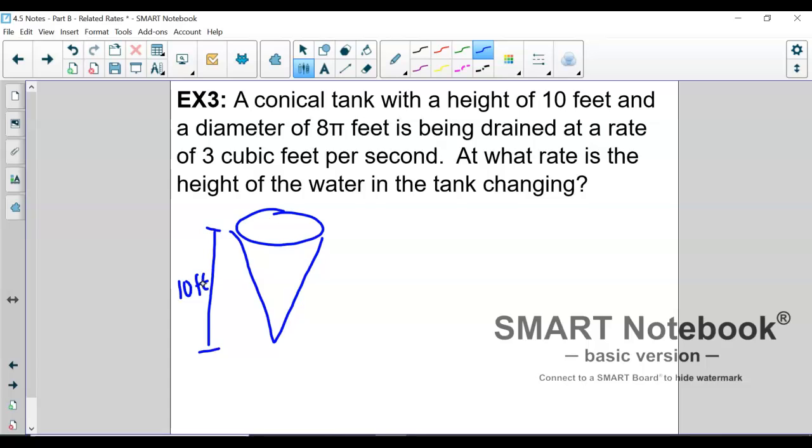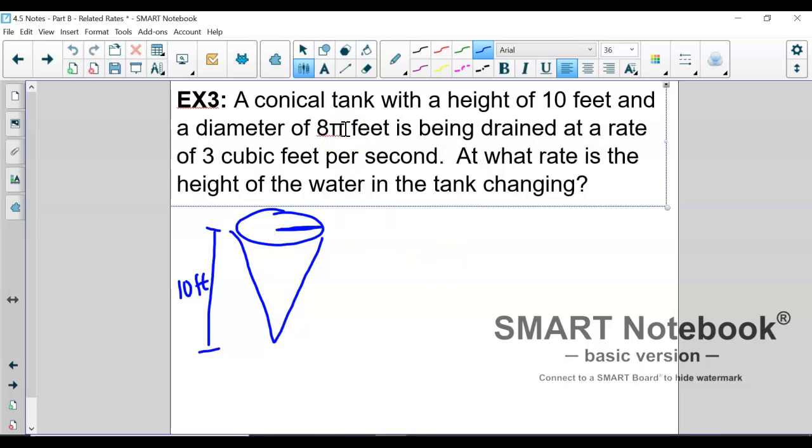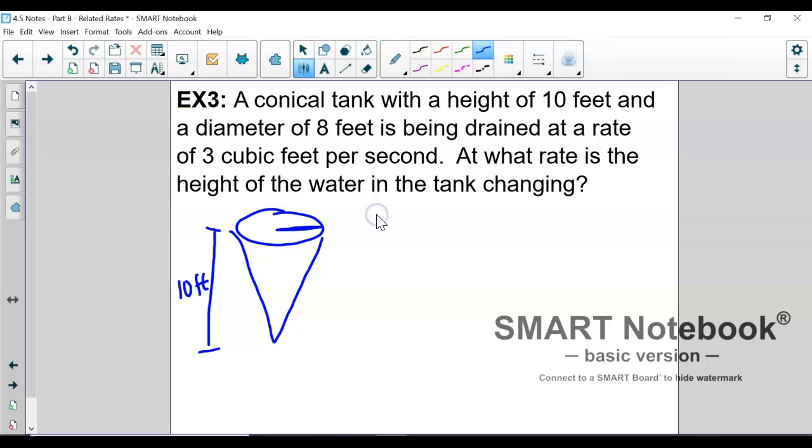Which means that your radius, I wonder if it's supposed to have a pi. Well, I'm going to take that pi out, just because it's going to make it more difficult. So a diameter of 8 feet. So that means your radius is only going to be 4 feet. So be careful with that. A lot of times they'll give us diameter and you might use it like a radius. At what rate is the height of the water in the tank changing? So you're draining water from the tank, and so the water level is going to drop.